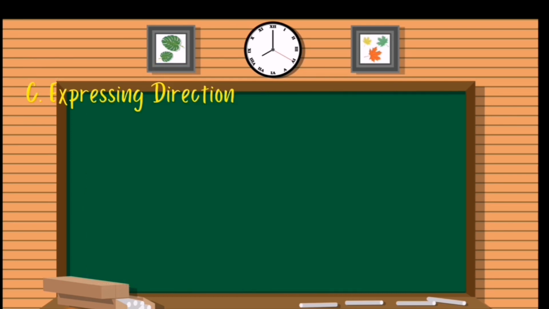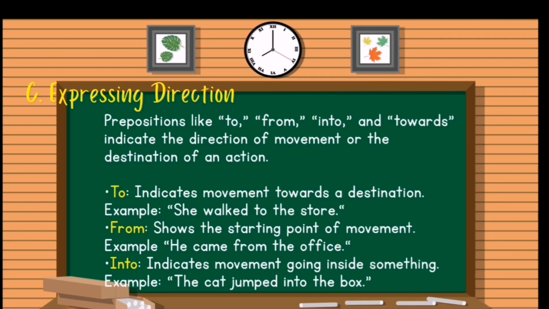Next function is to express direction. Prepositions like to, from, into, and towards indicate the direction of movement or the destination of an action. We use the prepositions to, from, and into to express direction. To indicates movement towards a destination. For example, she walked to the store. She walked towards the store.